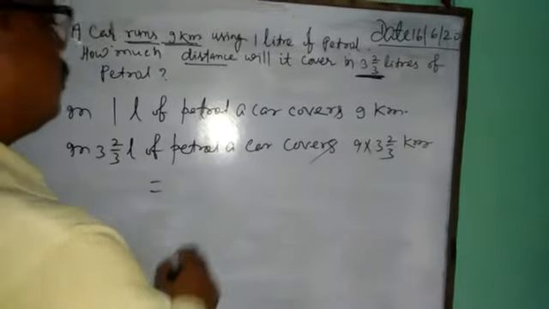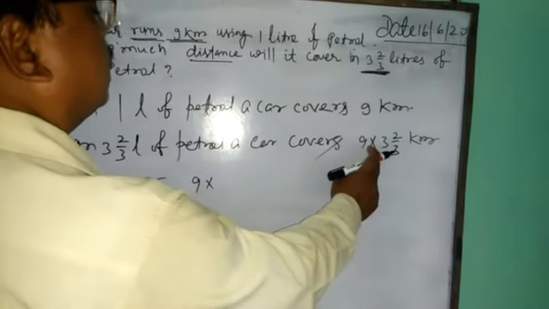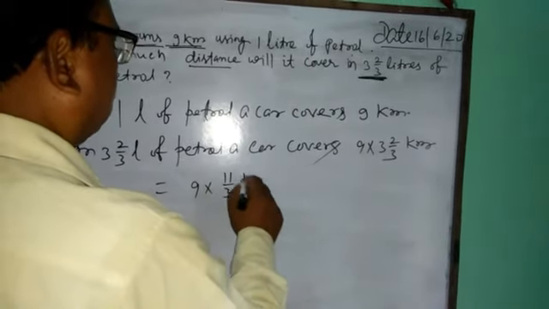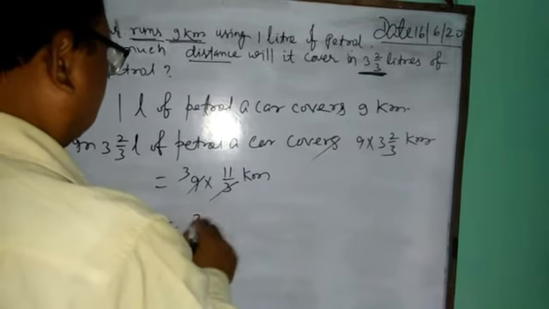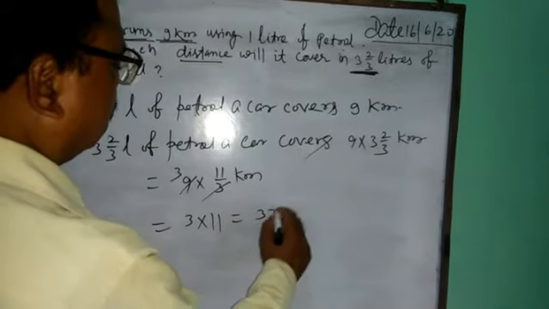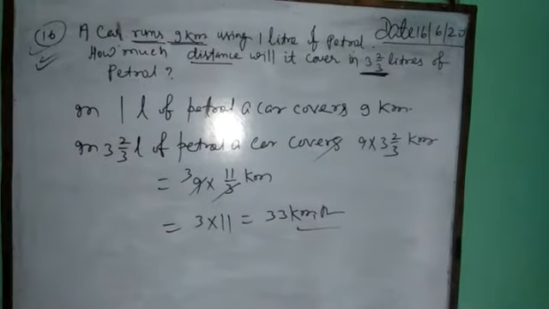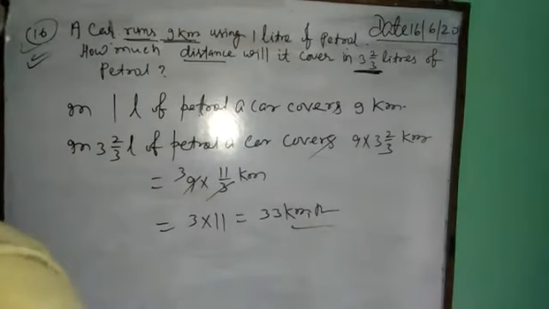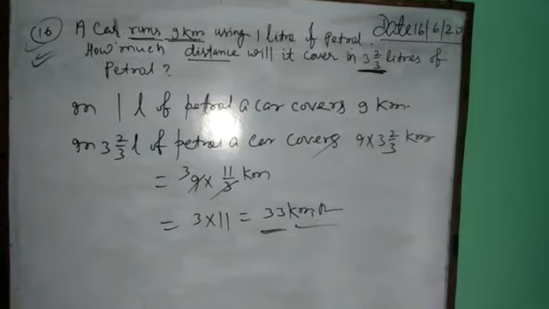is equal to 9 multiply 3 3s are 9 plus 2, 11 by 3 kilometer. 3 3s are 9, 3 multiply 11 is equal to 33 kilometer, answer. So the distance covered by a car in 3 whole 2 by 3 liter of petrol is equal to 33 kilometer, answer.